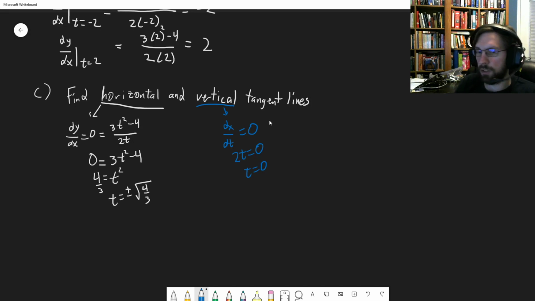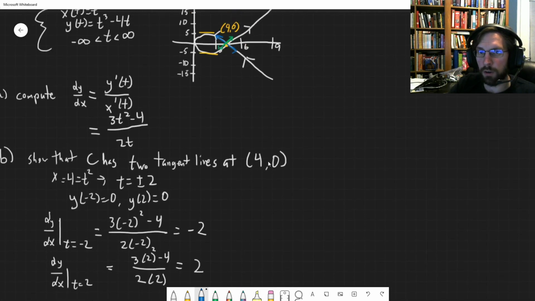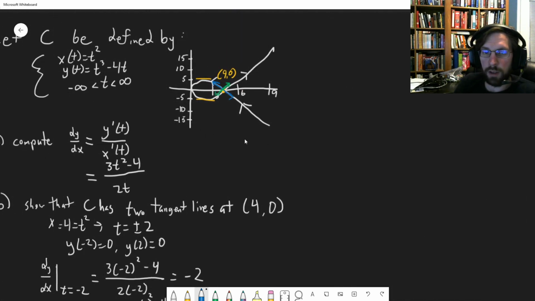When t equals 0, it's not very hard to see that this is the point (0, 0) on our curve. If we look at our curve at the point (0, 0) here, and draw the tangent line, it's all up and down. So we have a vertical tangent line.